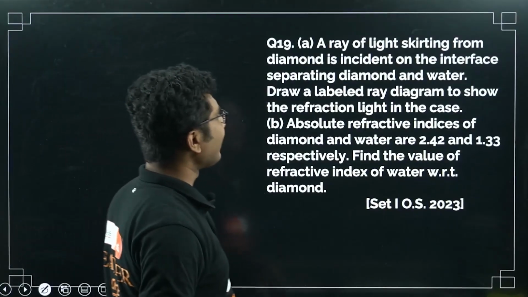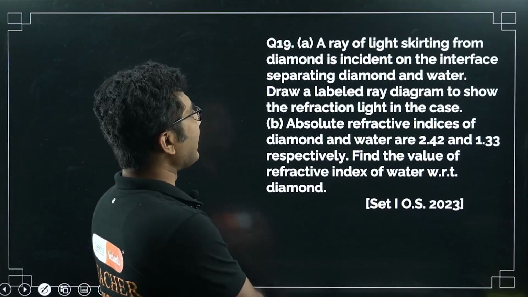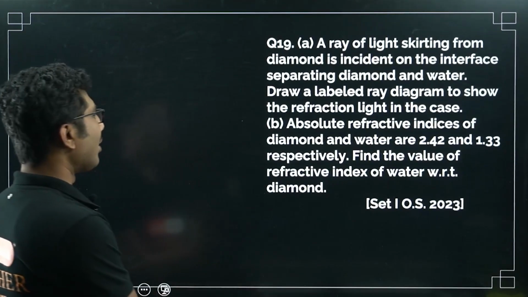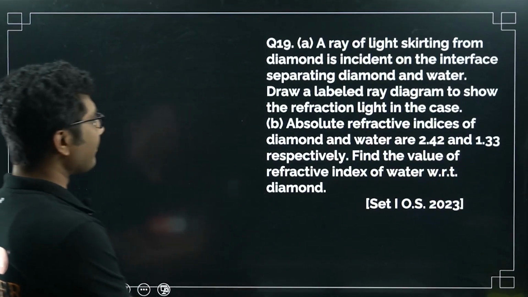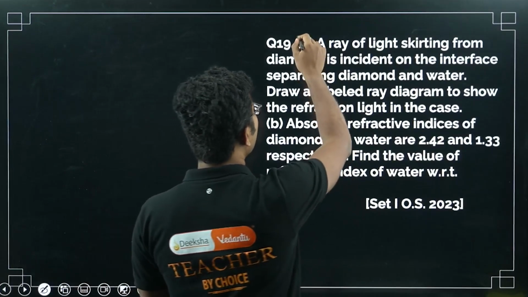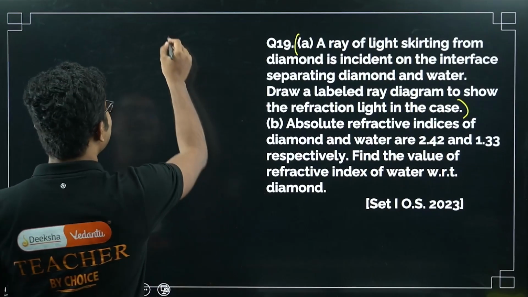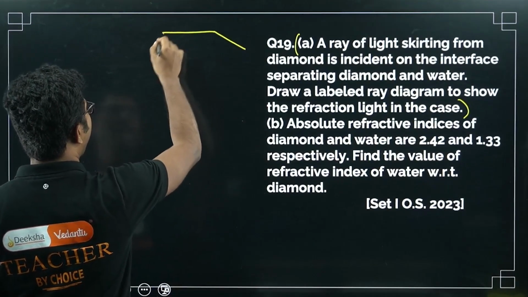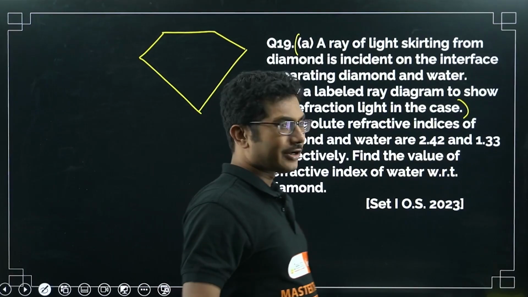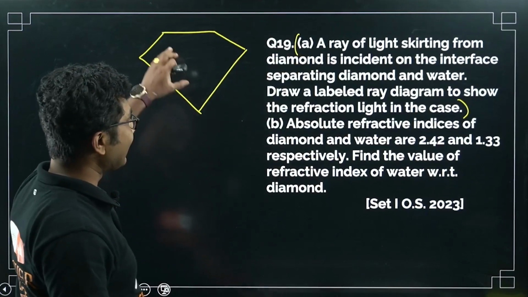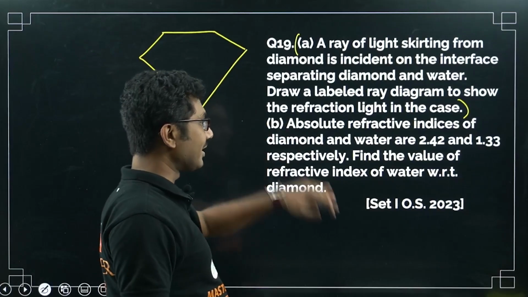Next, a ray of light skirting from a diamond is incident on the interface separating diamond and water. Okay, draw a labeled ray diagram to show the refraction of light in this case. Absolute refractive index. So this part I am leaving to you. You can try, you can search the answer in your book. Okay, diamond is like this. Okay, you have to show the diagram. I am not drawing the diagram. I am not an expert in drawing diagrams, especially like this. Okay, you can try and search this diagram and draw it, but I will solve the next part.